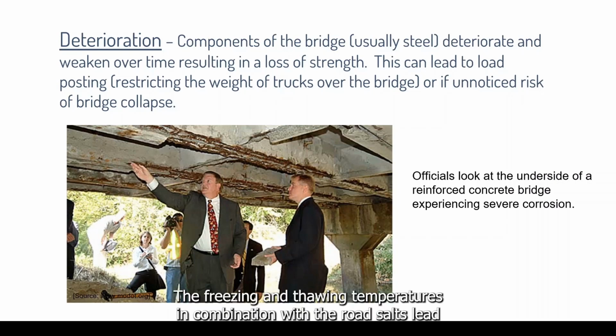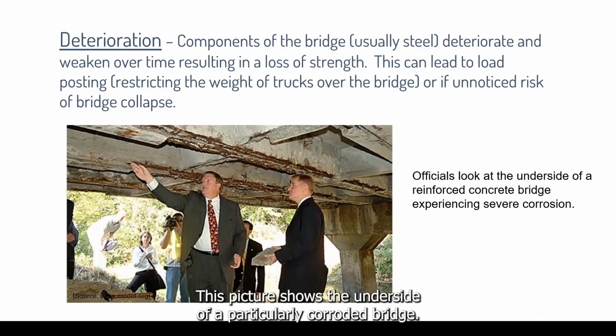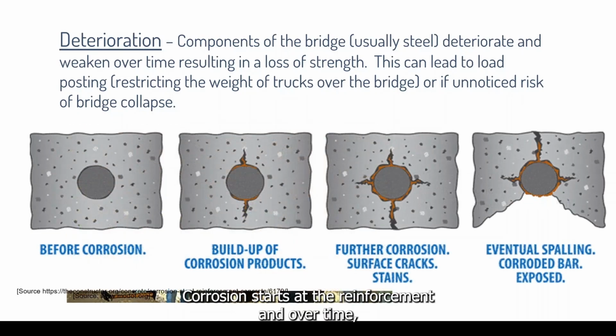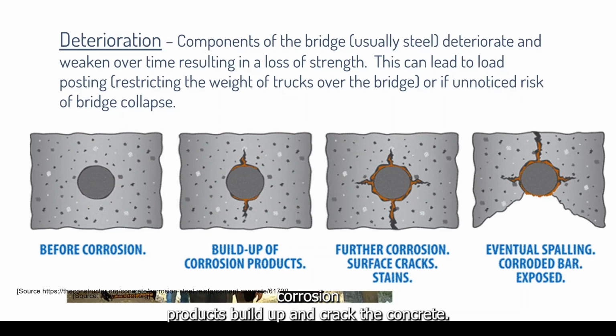The freezing and thawing temperatures, in combination with the road salts, lead to corrosion of the steel reinforcement in reinforced concrete bridges. This picture shows the underside of a particularly corroded bridge. Corrosion starts at the reinforcement, and over time, corrosion products build up and crack the concrete. This usually leads to posting or restricting the weight of vehicles that cross the bridge.